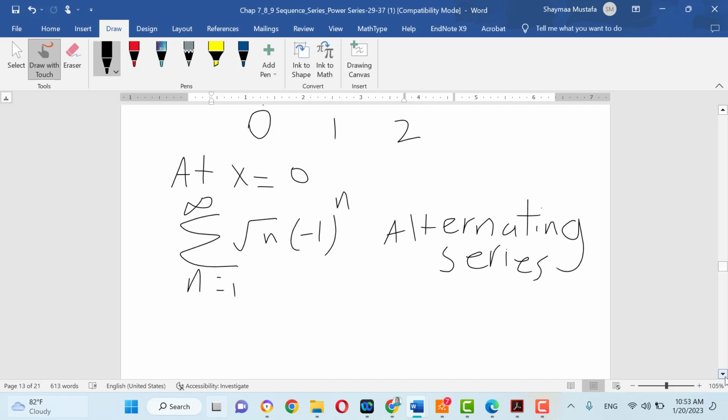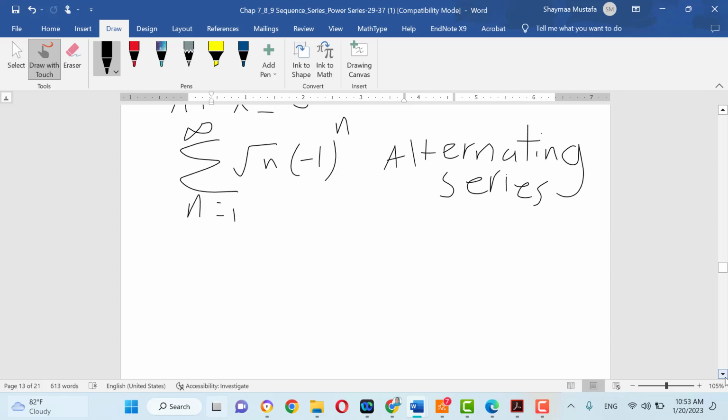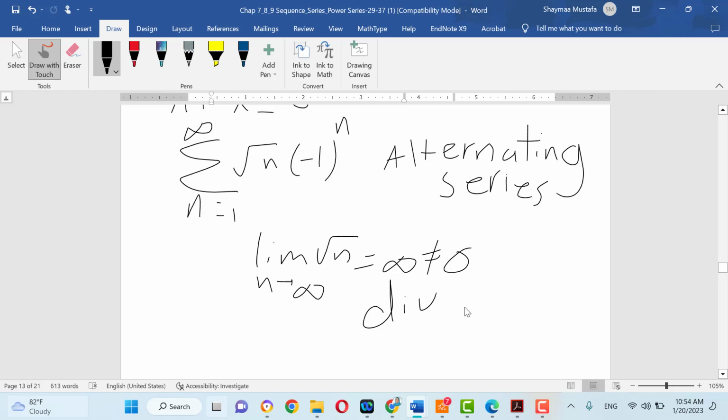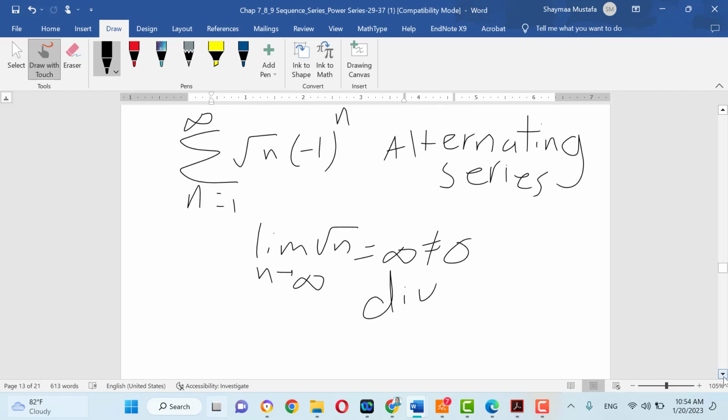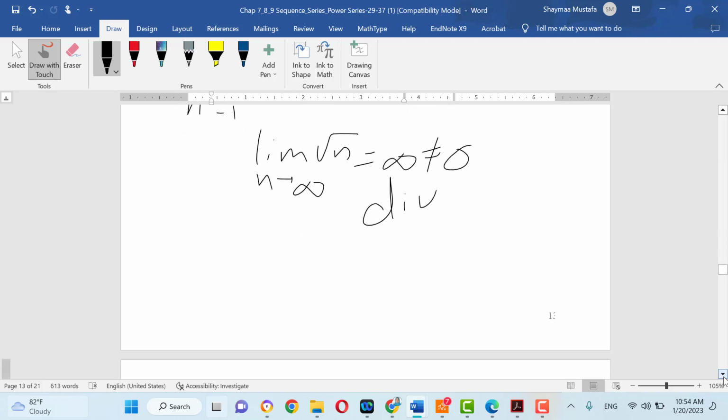An alternating series means we have to go for the alternating test. If we go to the alternating test, the limit of square root of n when n goes to infinity is equal to infinity, not 0. So it is a divergent series, which means that 0 is not included in our interval. Now we have to check at x equal to 2.